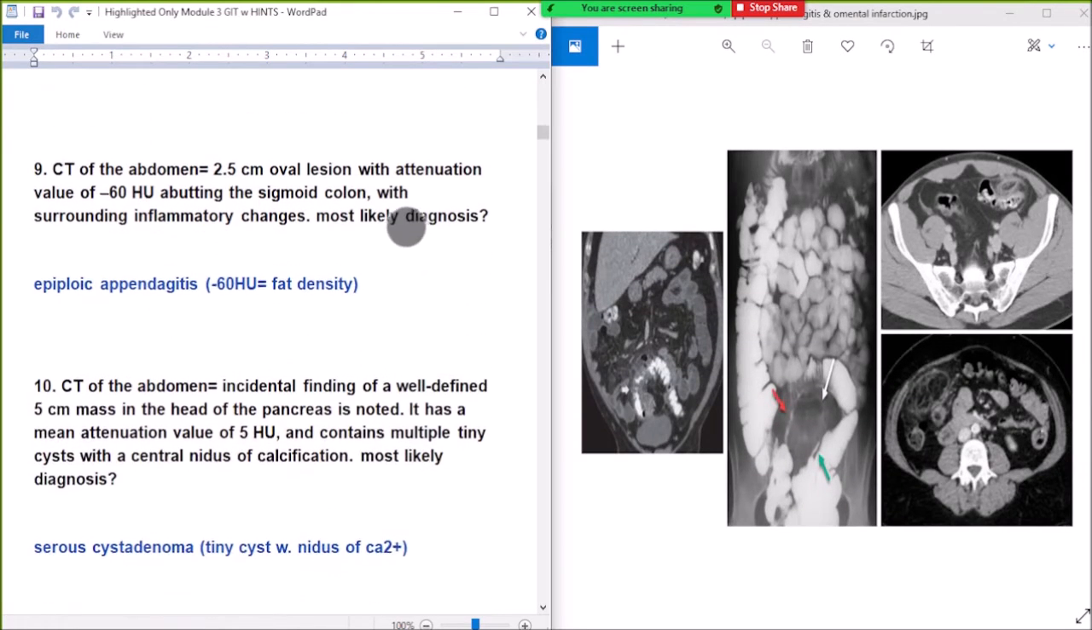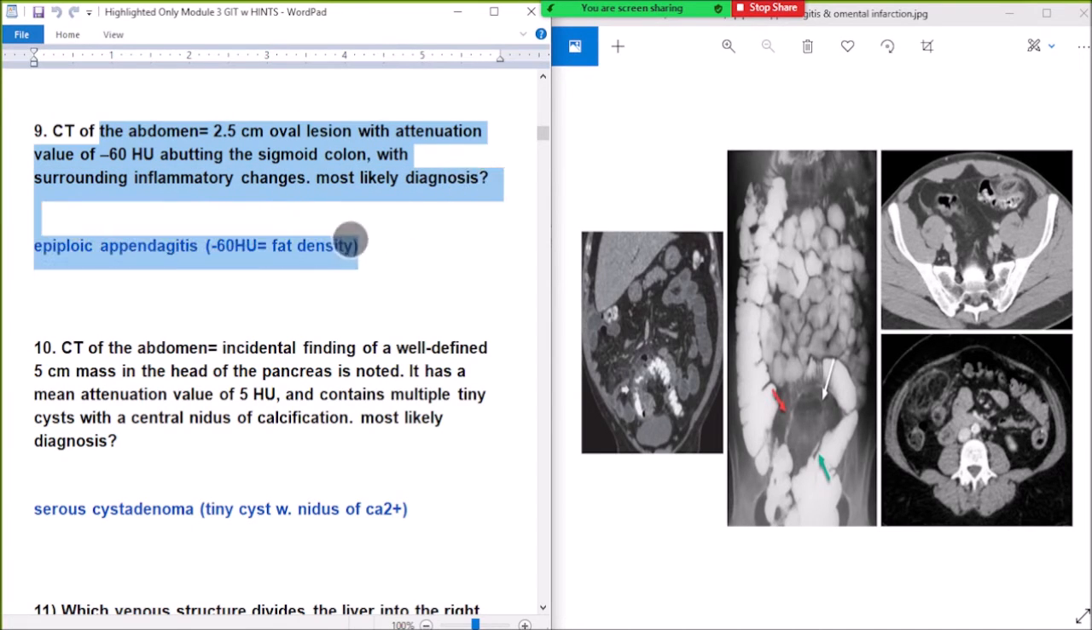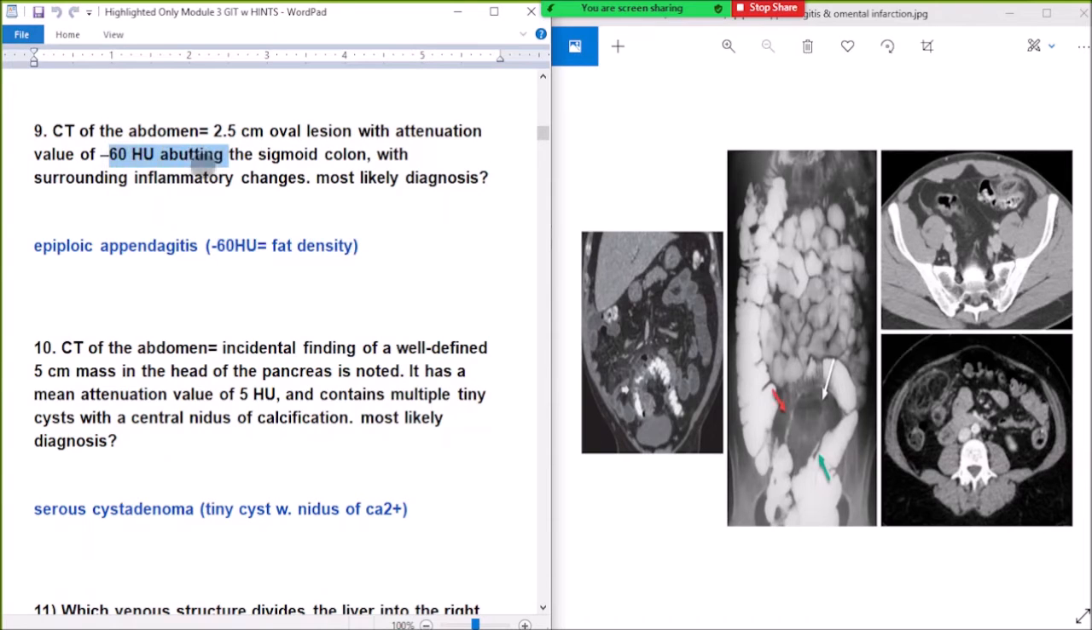Question number 9. CT scan of the abdomen shows a 2.5 cm oval lesion with an attenuation value of -60 HU adjacent to the sigmoid colon with surrounding inflammatory changes. Most likely diagnosis is epiploic appendagitis. When it is -60 Hounsfield units, it means it's fatty. So it is diagnosed as epiploic appendagitis. Now let's see the image of it.